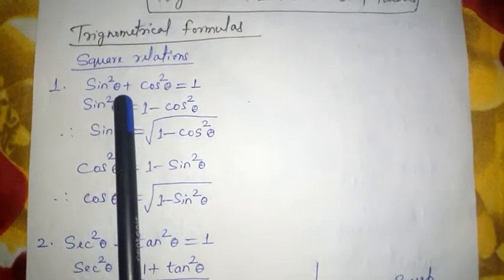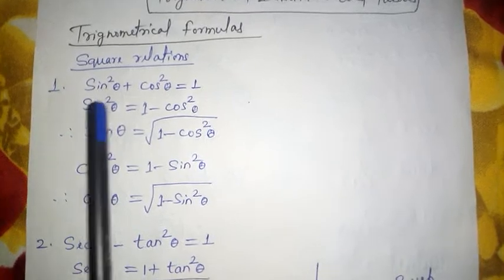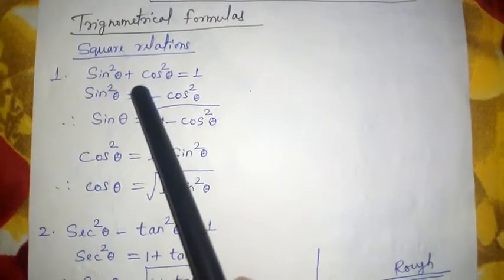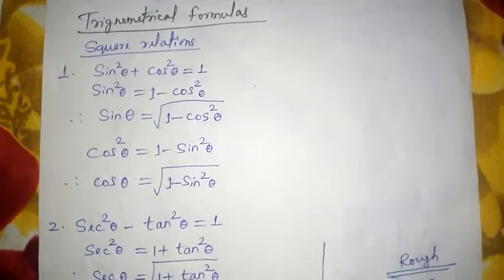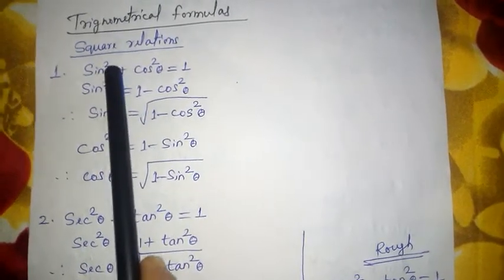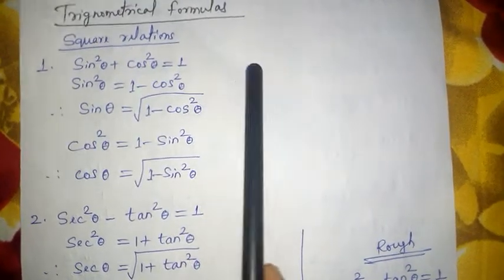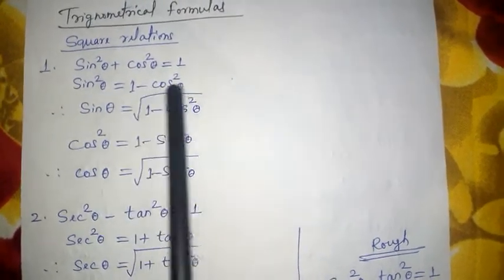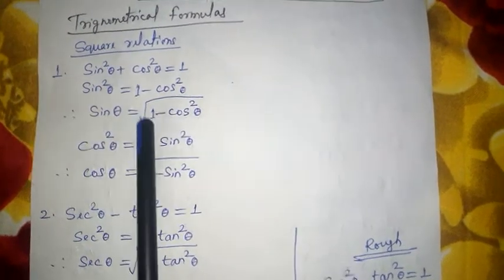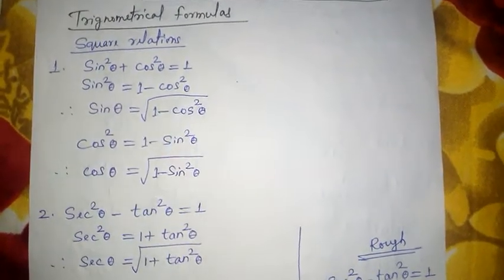Number one formula: sine square theta plus cos square theta equals 1. You should remember this, and then automatically from this another 4 formulas will come. In total 5, but you should learn only the first. If you make sine square theta alone, then the plus cos square theta will go to the other side, and the answer will be 1 minus cos square theta. If you remove the square on the left side, you get a root on the right side. So sine theta equals root over 1 minus cos square theta.